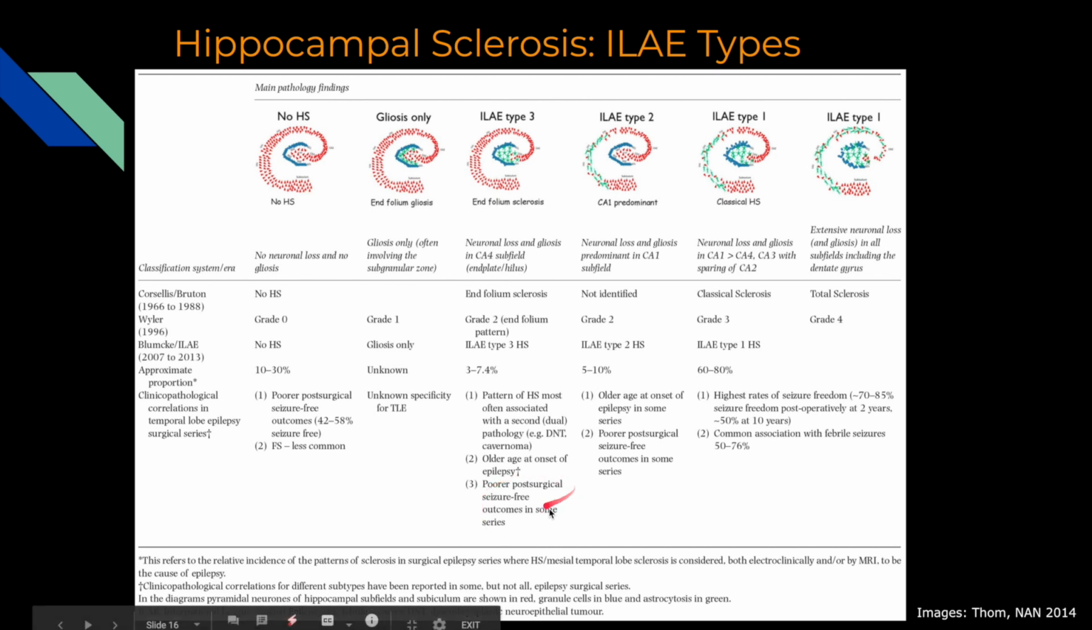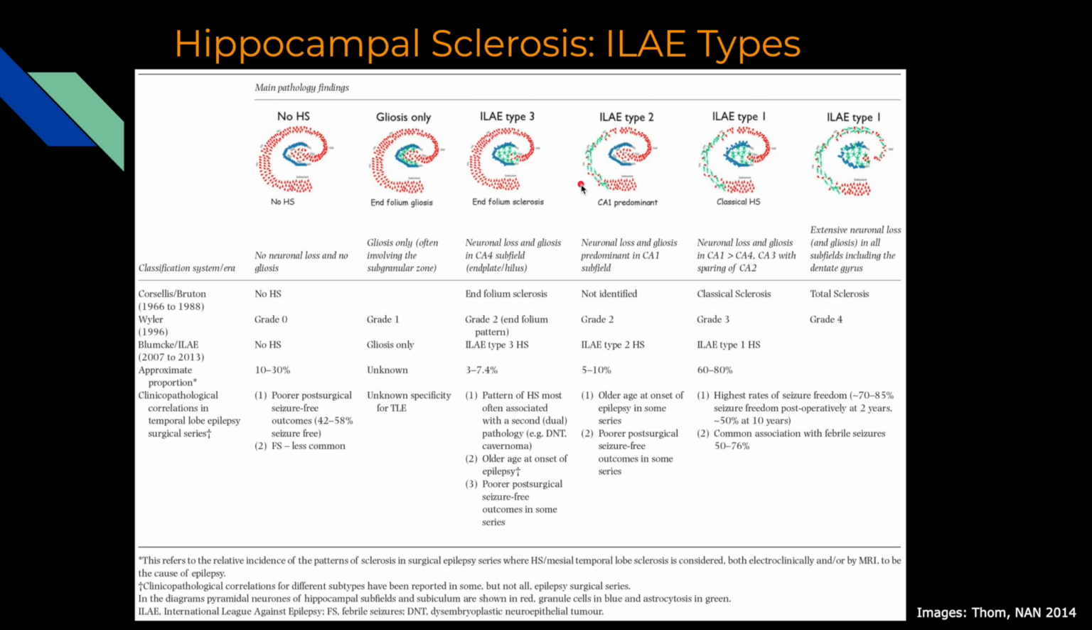And again, when you see these poor surgical seizure-free outcomes, it's either because the lesion is also causing some other issues in other areas of the brain, or, again, you may have not fully resected the cause of the epilepsy. So type 2 and type 1 are more common, 5 to 10%, and then 60 to 80%. Type 2 again is CA1 predominant. I see this quite often, to be honest.